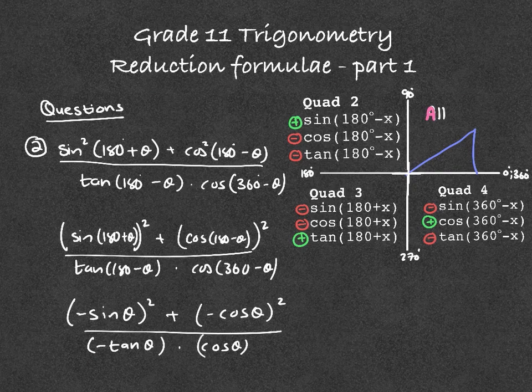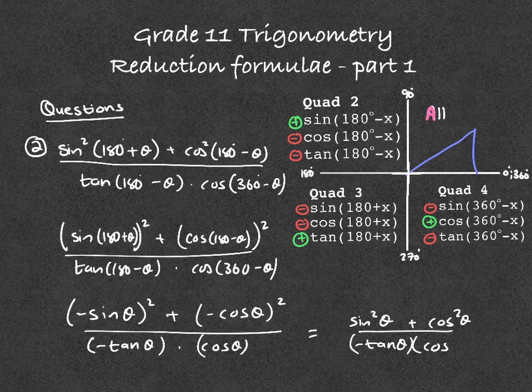Okay, so what does that mean? Minus sine theta all squared means minus sine theta times minus sine theta, which is of course going to be positive sine square theta. If you've got a function squared, you're going to get a positive ratio, because a negative times a negative is a positive, and a positive times a positive is a positive. Yes, and then we're going to get minus cos theta all squared equal to cos square theta. Minus cos theta times minus cos theta is positive cos square theta, and that is all divided by a negative tan theta, and then times cos theta.